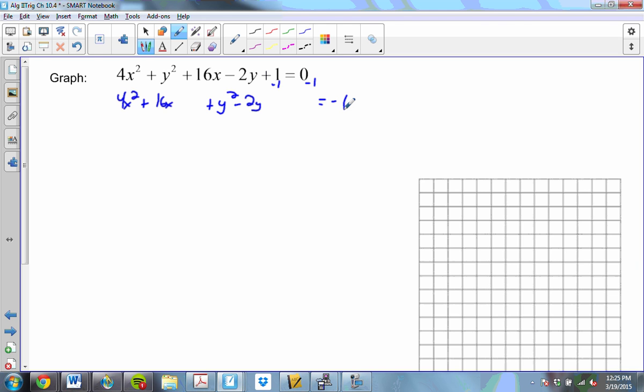Now on the left side, with the x's, I have to factor out a 4. Don't divide by 4. If you divide everything by 4, you'll get a bunch of fractions. Fraction here, fraction here, fraction here. We don't want fractions, so don't do that. So factor out the 4.